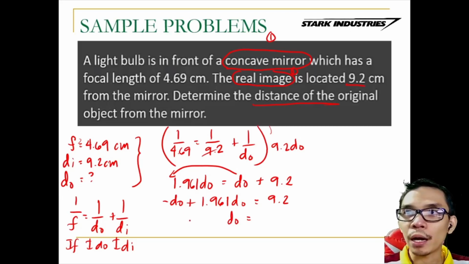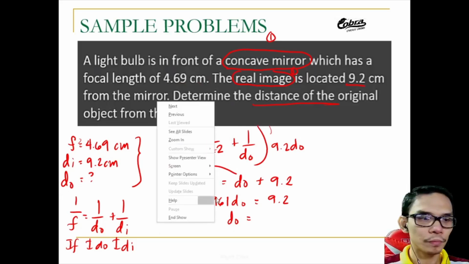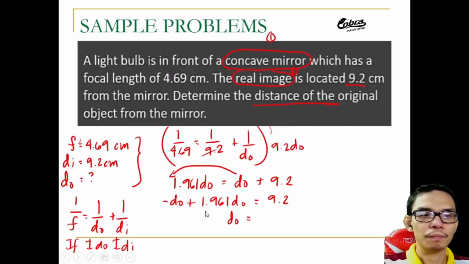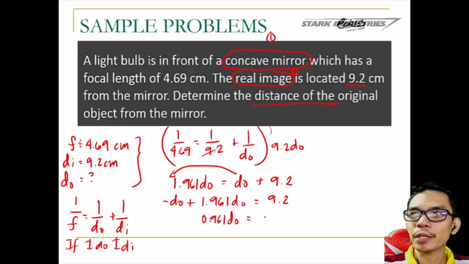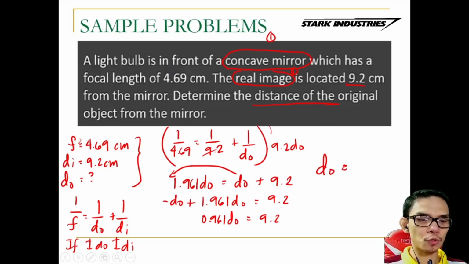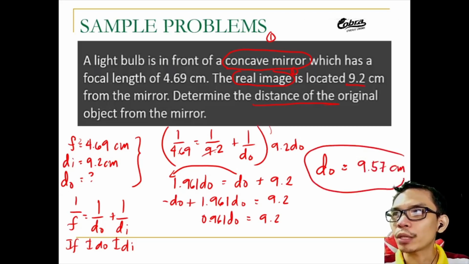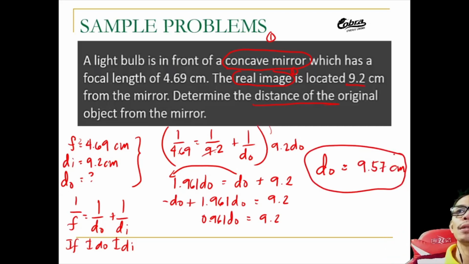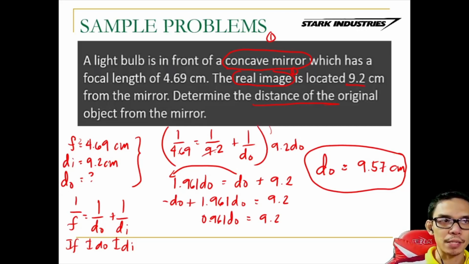So that will be d sub o, rather I have already the d sub o, times 0.961 equals 9.2. So the d sub o will be 9.2 over 0.961. So the answer is 9.57 centimeter. What is the complete answer? The complete answer is the distance of the original object from the mirror is 9.57 centimeter.